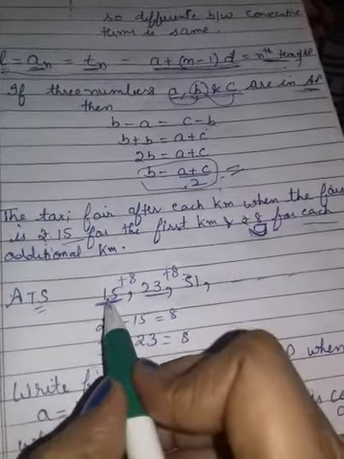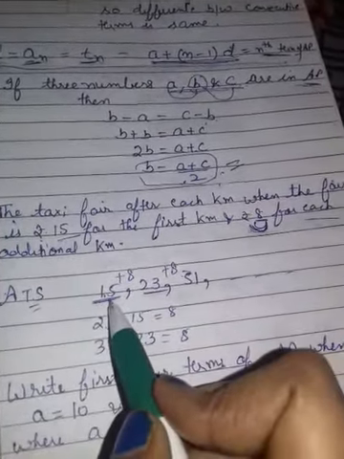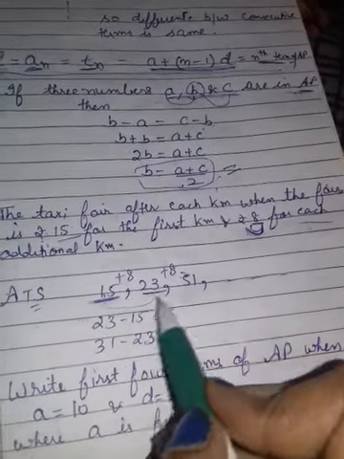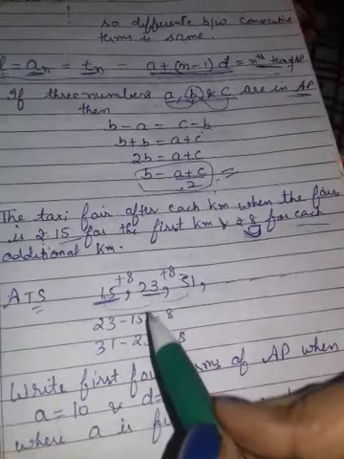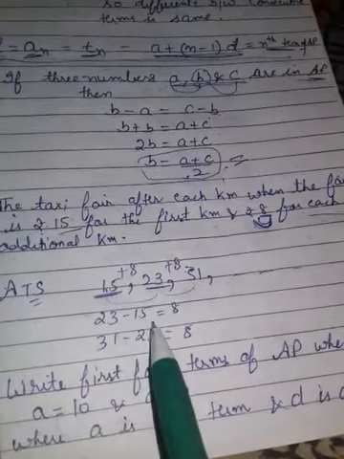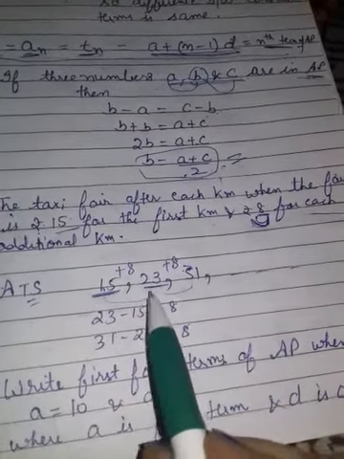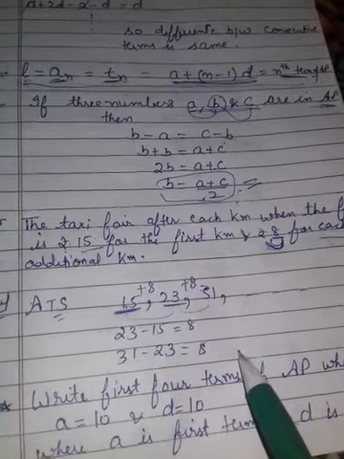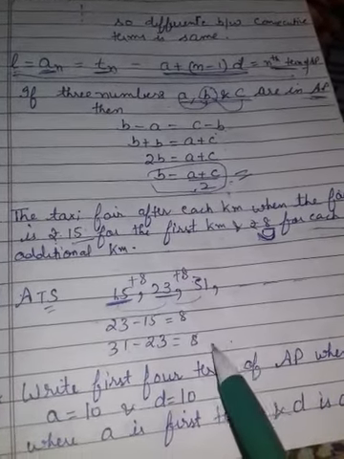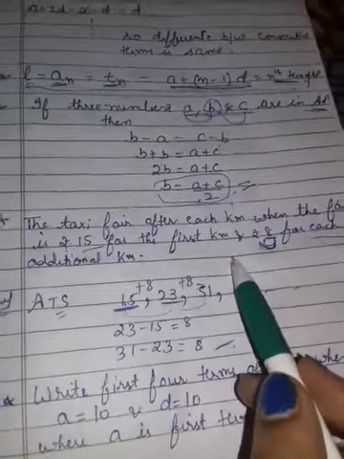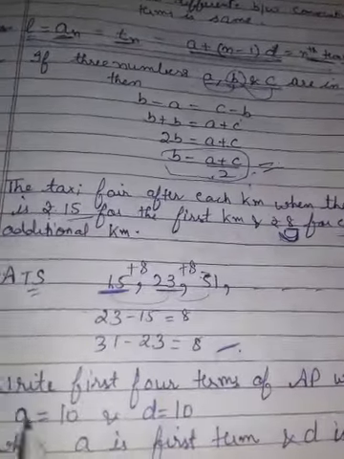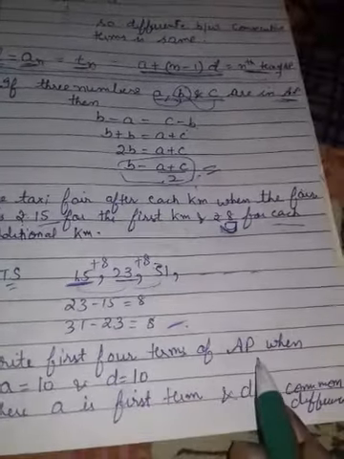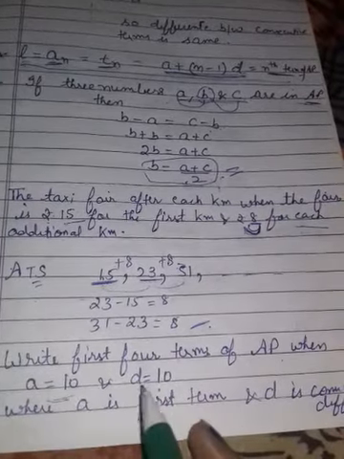Clear? But 15 you will give first. Now you will see whether it is an AP or not. When the difference between consecutive terms is the same, just like 23 minus 15 is 8, and 31 minus 23 is also 8. Yes, because the consecutive terms' difference is the same, so it is an AP.